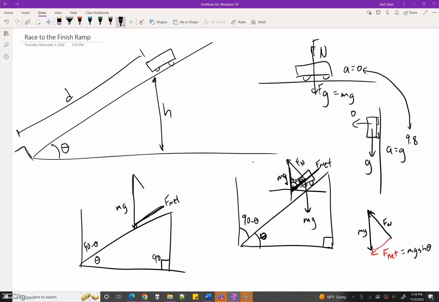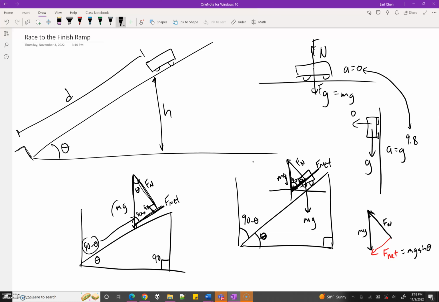And then perpendicular to the ramp is normal force. Because it's perpendicular to the ramp, it's going to be 90 degrees, and this angle is the same as this. At the bottom of the ramp, it's going to be 90 minus theta, so therefore this angle is theta. Okay, so how does that help us at all?